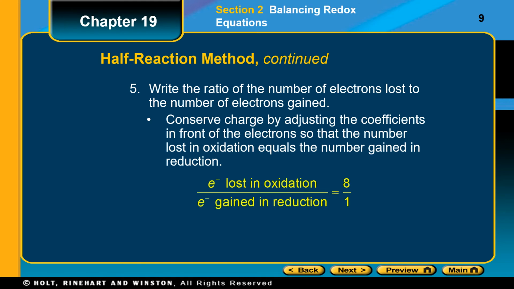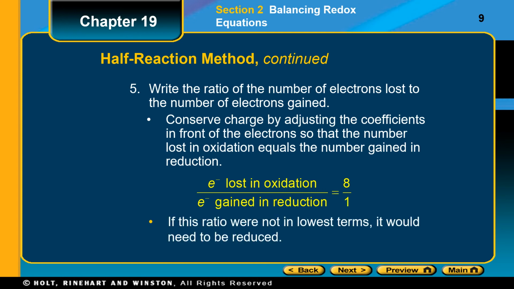So the number of electrons that were lost, if you go back to our oxidation, we had to add 8 electrons to the right side, and then we only had to add 1 electron to the left side for reduction. So it was an 8-to-1 ratio. Now, this ratio needs to be in its lowest form. If this ratio were not in its lowest terms, you would need to reduce it. Let's say you had 8/6, then we could reduce that to 4/3. The reason why is it'll save us from having to look back at our balanced equation and decide, oh, all those coefficients could be divided by 2 or 3 or something like that. So that'll save us from having to do that step if we do it now.